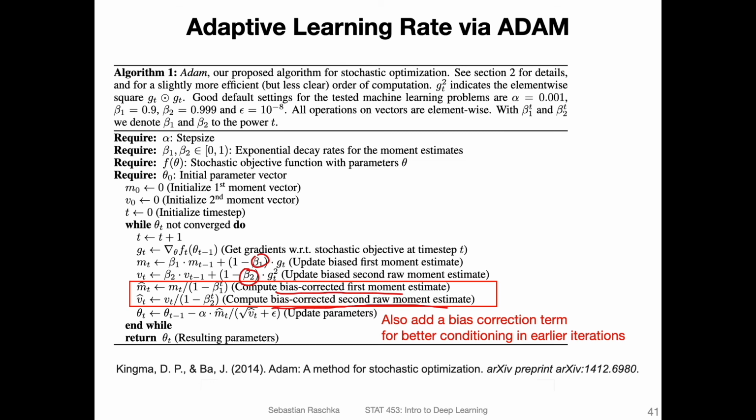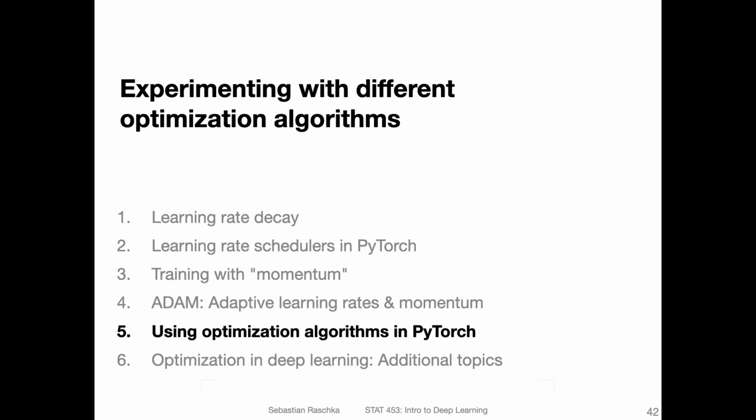So yeah, they just correct this term by scaling the momentum term, dividing by 1 minus beta to the power of t, where t is the time step essentially. And they do the same thing for this v term. Yeah, and this is essentially it. So in the next video I will show you how we can use these optimization algorithms in PyTorch.